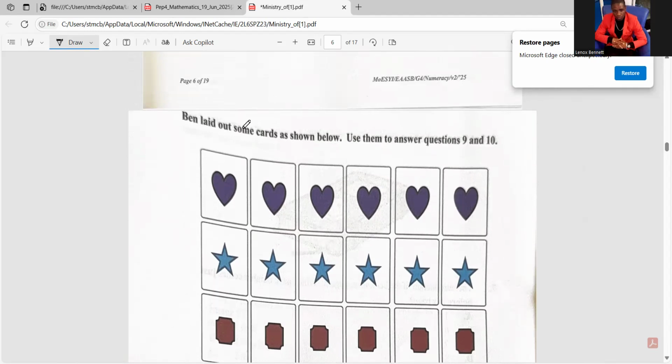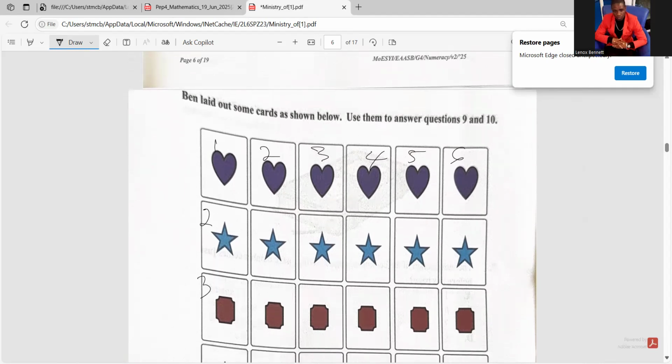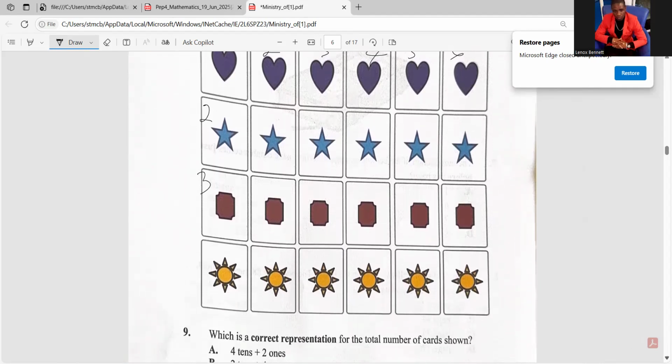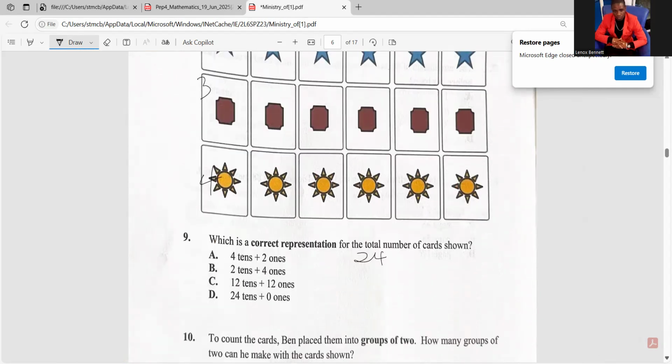Ben laid out some cards as shown below. All right, so we have 1, 2, 3, 4, 5, 6, and then we have 2, 3. All right, so we have a total of 6 times 4, which is 24. So that should have been 2 tens, 4 ones. Okay, nice, good question as well.